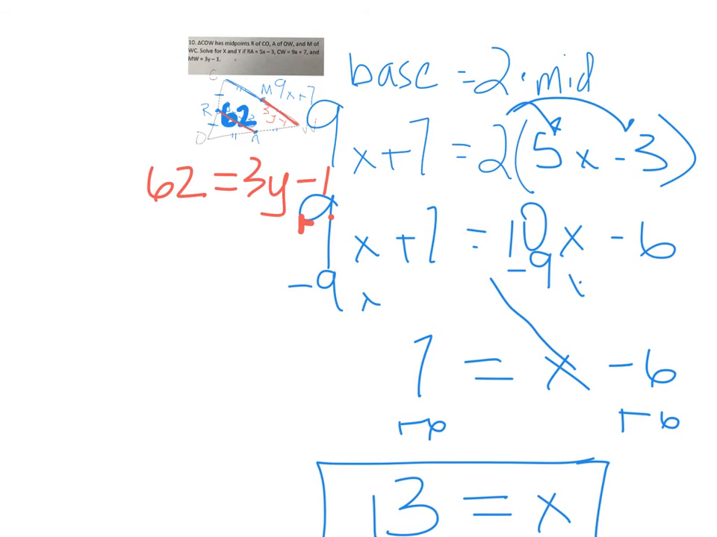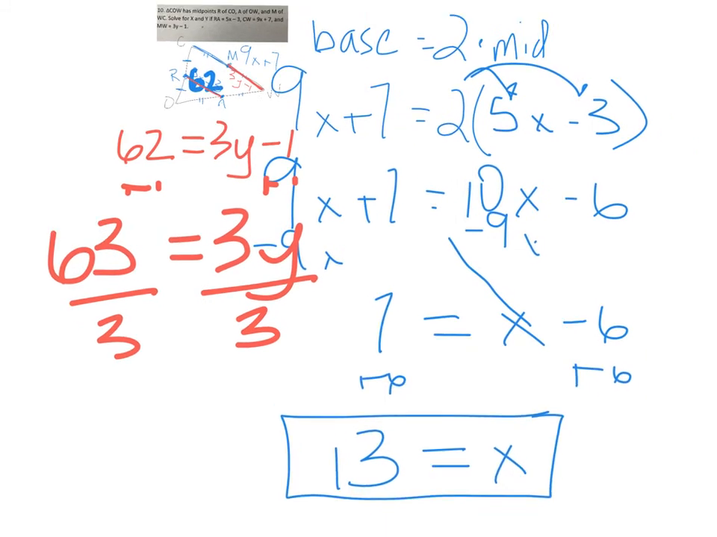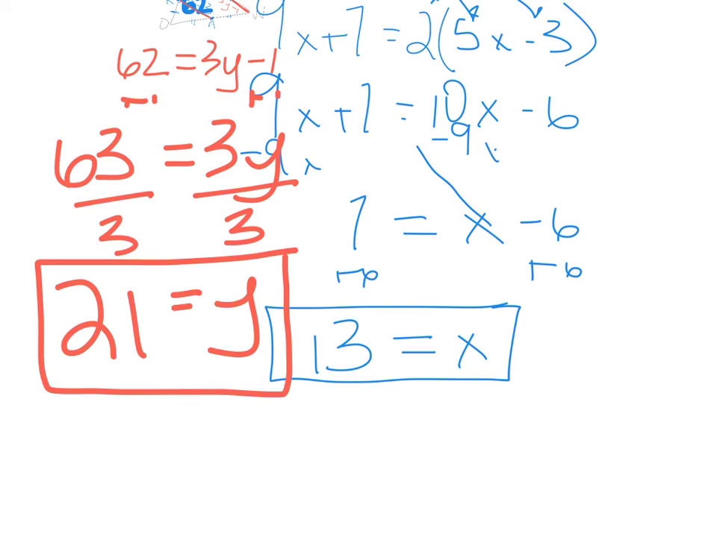So adding 1 to both sides, 63 equals 3 times y. So dividing both sides by 3, I get y is 21. And I have solved for x and y. Fantastic. Goodbye.